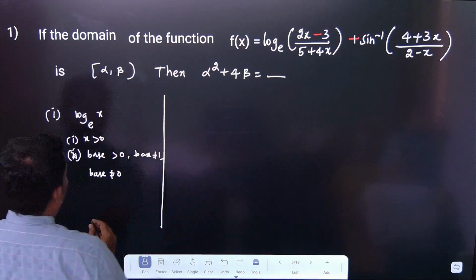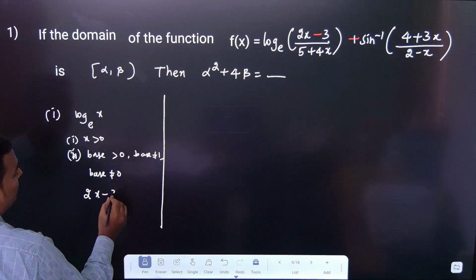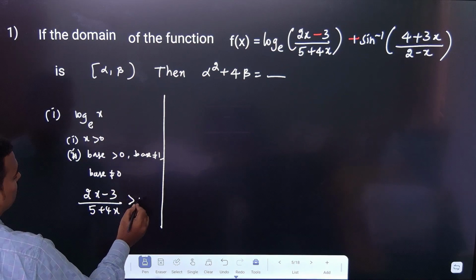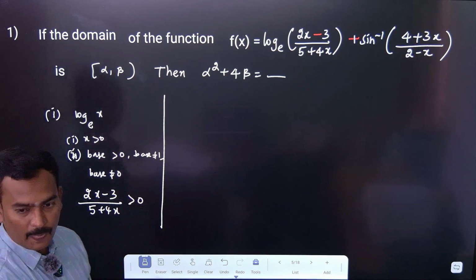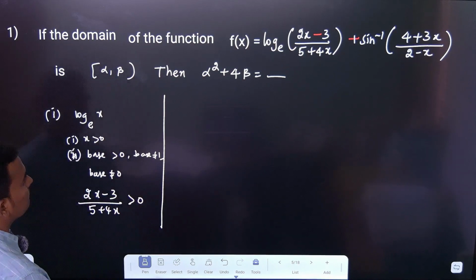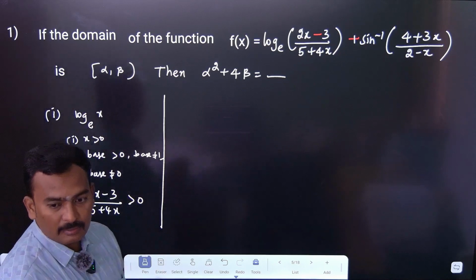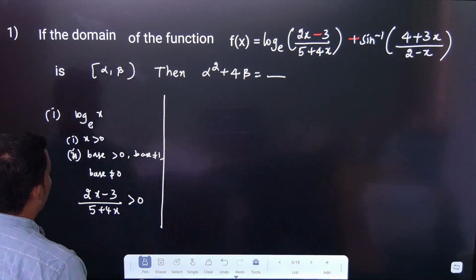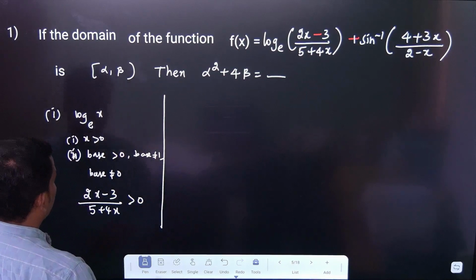So here is the first observation: (2x − 3)/(5 + 4x) should be strictly greater than 0. Because for a logarithm, the input will not be negative, right? Okay, so then how to solve this one?